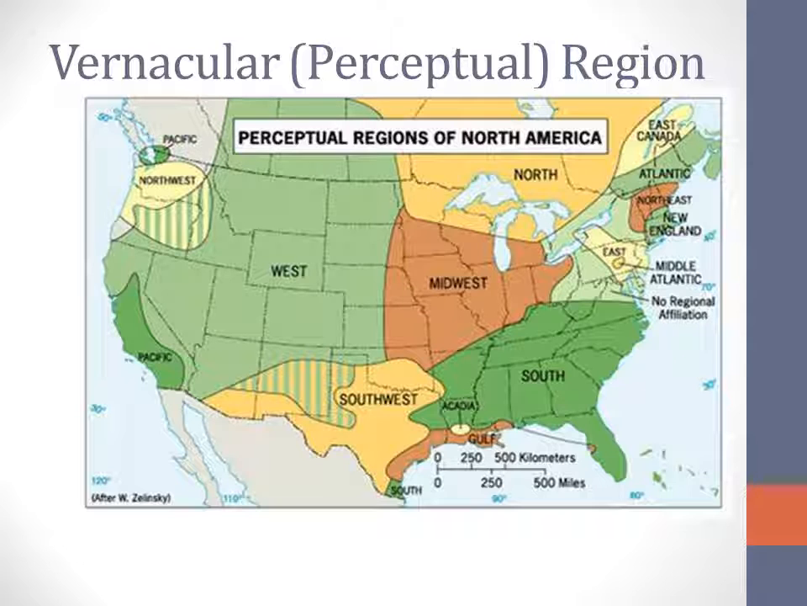Can you think of some of the perceptions of the District of Columbia and how people view that region? So this map shows people's perceptual regions of North America. Where do you think the South begins and ends? Where is the Midwest? Where is it compared to the other maps that we saw, which were formal regions?